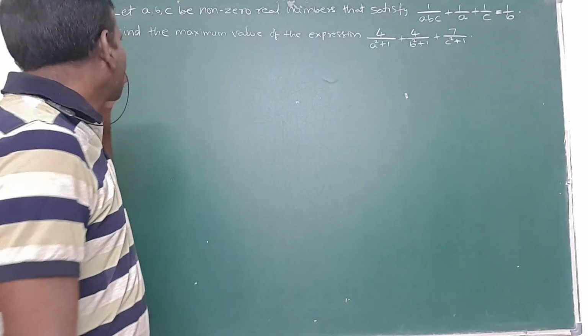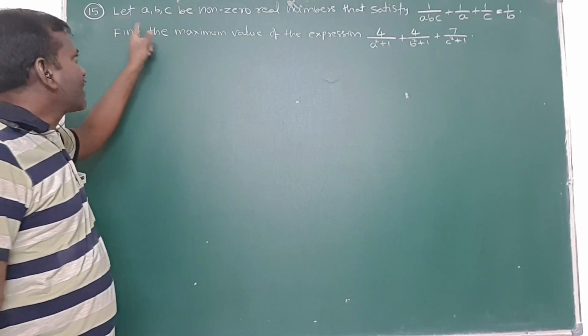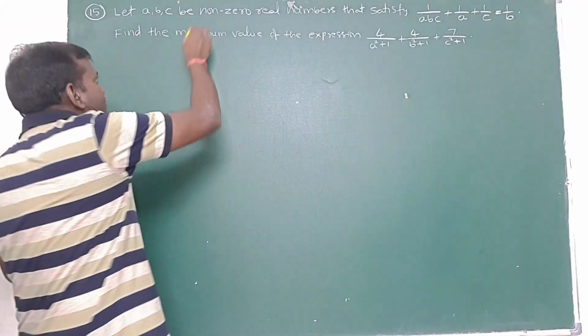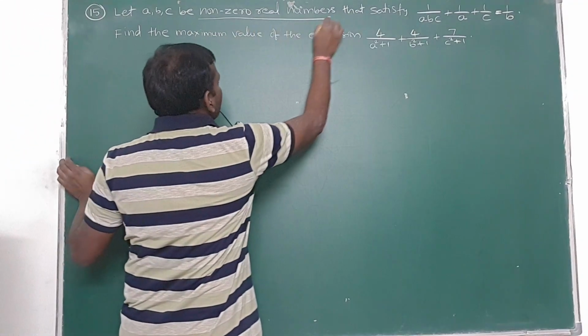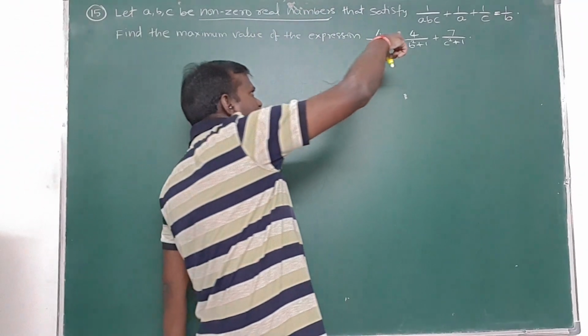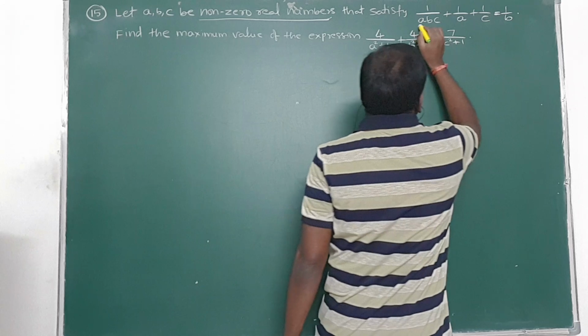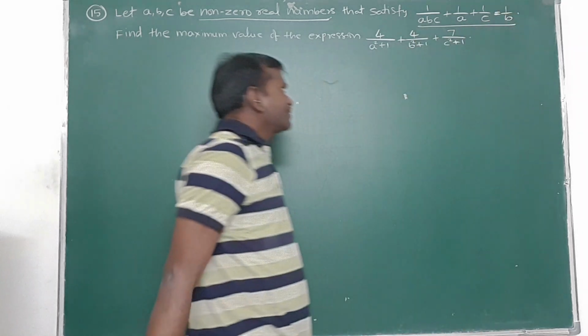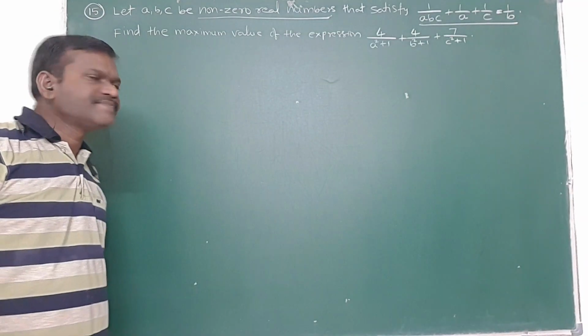Okay, read the question here. Let a, b, c be non-zero real numbers. A, B, C are three non-zero real numbers that satisfy 1 by abc plus 1 by a plus 1 by c is equal to 1 by b. A relation between a, b and c is given.